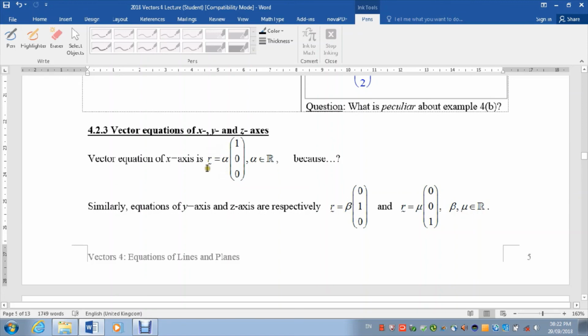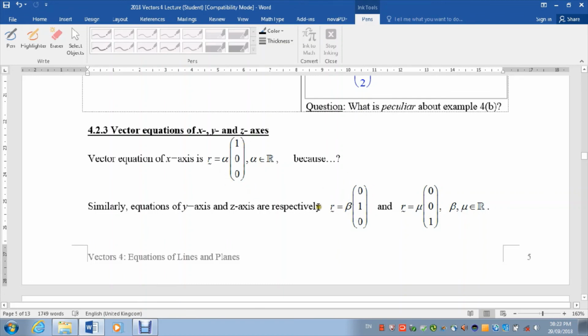Now, how come there's no addition of a position vector on the line? If you remember, the origin is actually on the x-axis. So the fixed point that I chose is the origin. So it's actually plus the zero vector, which is as good as not writing it. And that's why it's simply r equals alpha of 1, 0, 0.